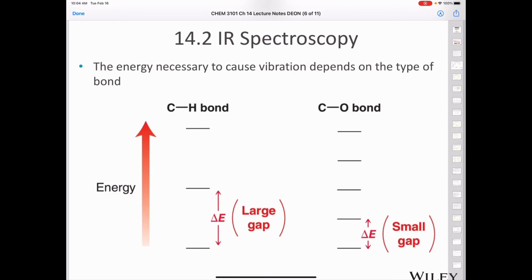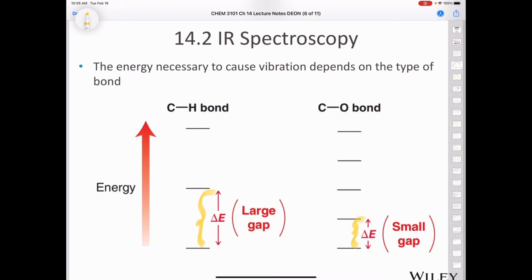Now, when we think about organic molecules, for each and every bond in a molecule, the energy gap between vibrational states is very much dependent on the nature of the bond. For example, the energy gap for a carbon-hydrogen bond is much larger than the energy gap for a carbon-oxygen bond. You can see that here we have a large difference in energy between the vibrational states for the carbon-hydrogen bond, and here for the carbon-oxygen bond, the difference in energy between the vibrational states is smaller. Both bonds absorb infrared radiation, but the carbon-hydrogen bond will absorb a higher energy photon.